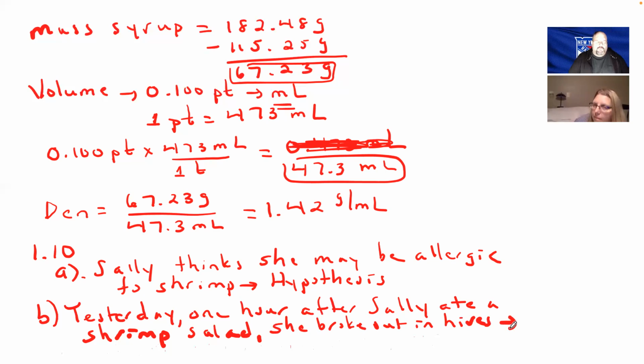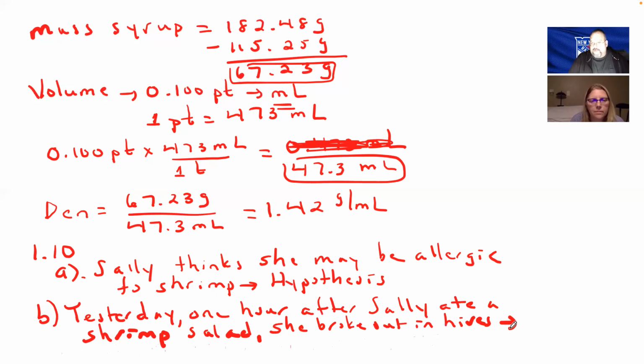So, what type of statement is that? Well, definitely not a conclusion. It doesn't answer the question of whether she's allergic to shrimp or not. That seems like where we're heading with this particular question. It's not an experiment. I don't think it's an experiment to see if she was allergic to shrimp, because this was done yesterday. It wasn't done after thinking she may be allergic to shrimp.